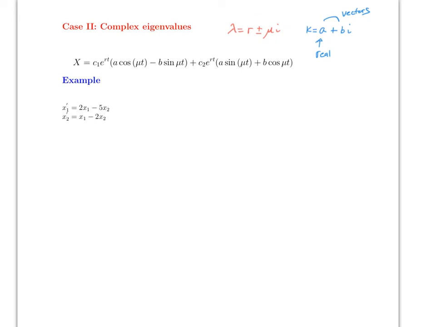For example, let's say you have this system. So here, x prime is going to be equal to 2, minus 5, 1, negative 2, x.